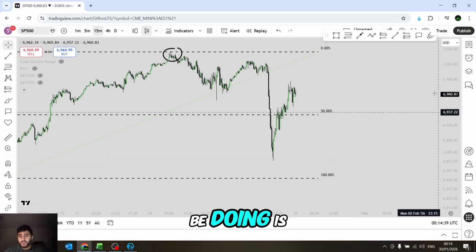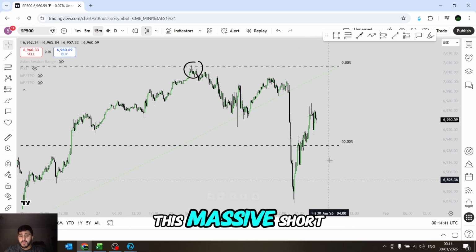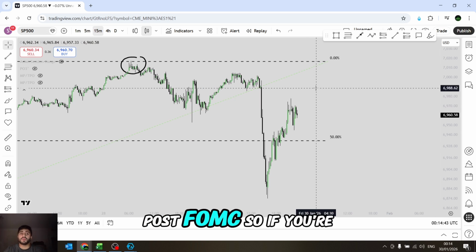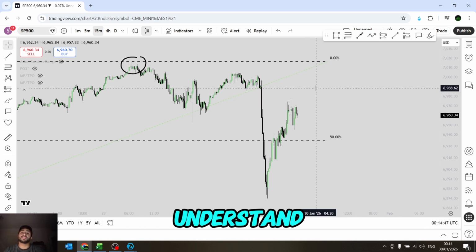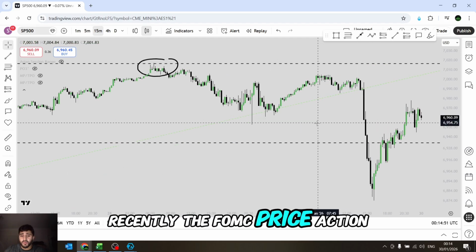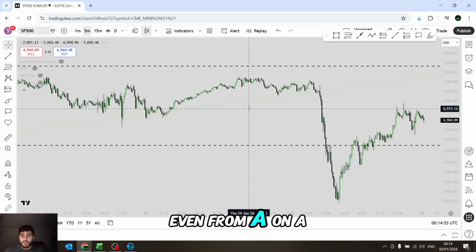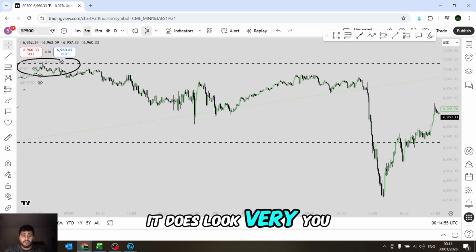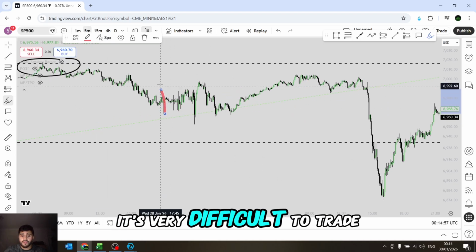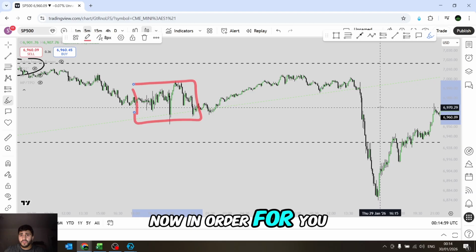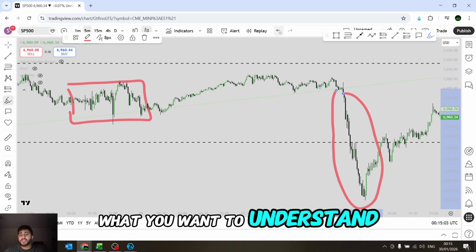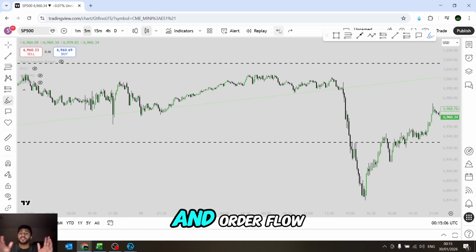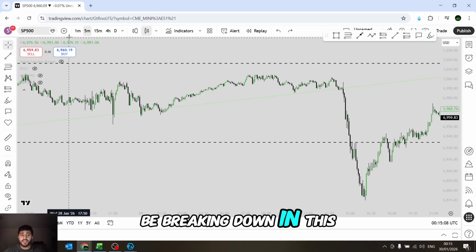What I'm going to be doing is breaking down this massive short post FOMC. If you're trading and you want to get clear setups, it's important to understand the best moves will come post FOMC, right? Recently, the FOMC price action over here, even on a 5-minute, looks very trashy, very choppy. It's very difficult to trade this. In order to catch a piece of this move, you want to understand 2 things: key levels and order flow. And that's what I'm going to be breaking down in this video.